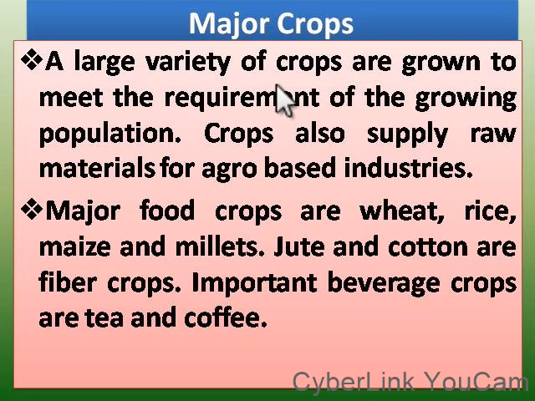A large variety of crops are grown to meet the requirement of the growing population. Crops also supply raw materials for agro-based industries. Major food crops are wheat, rice, maize and millets. Jute and cotton are fiber crops. Important beverage crops are tea and coffee.